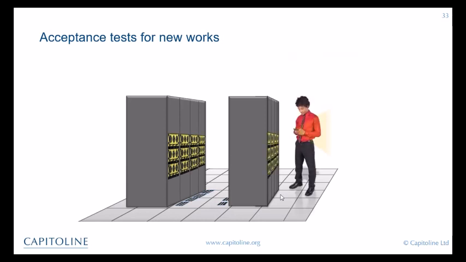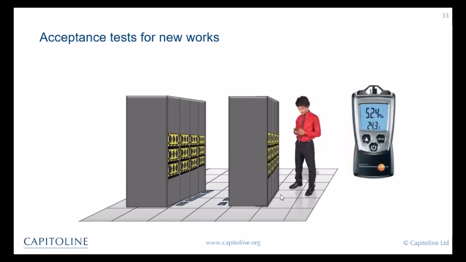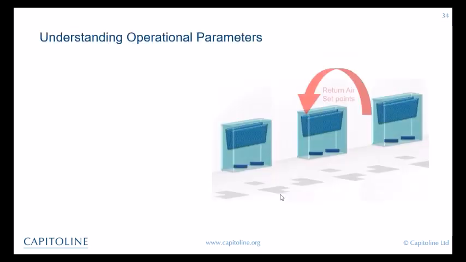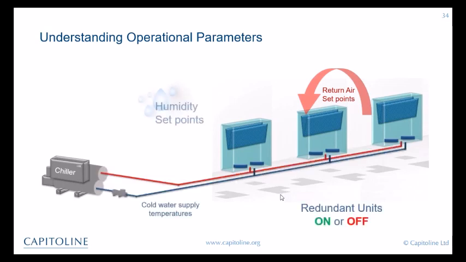So we cover everything from acceptance and testing of new works. What tests should you carry out in order to ensure that you have what you set out to get in the first place before you start installing your IT equipment and operating the site. Understanding the key operational parameters such as the return air set points, humidity set points. If you have redundant equipment, should the redundant equipment be left turned on or off? Sometimes, depending on the type of equipment, it can be more efficient to do it one way rather than the other.